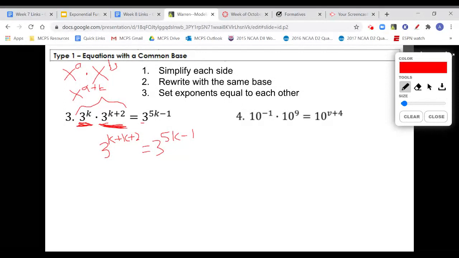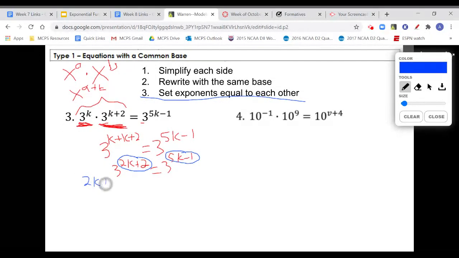On the left side, I can simplify or combine like terms within this exponent. So I had k plus 2. K plus k gives me 2k. So really this is 3 to the 2k plus 2 equals 3 to the 5k minus 1. And now I'm at the point in the problem where I can take those exponents and set them equal to each other, because I already have a common base, so I don't need to rewrite the base. I've simplified both sides. I'm ready to continue. So now I'm on step 3, set the exponents equal to each other.